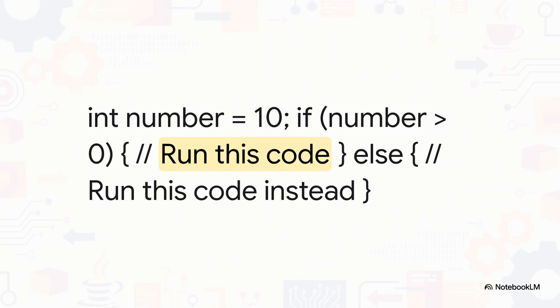First, we create something called a variable, which is just a container to hold a piece of information. Here, our variable is called number, and we've stored the value 10 inside of it. Then the if statement asks a question. It asks, hey, is the value in that number variable greater than 0? Since 10 is definitely greater than 0, the condition is true, and the program is going to run the code in that first set of braces.